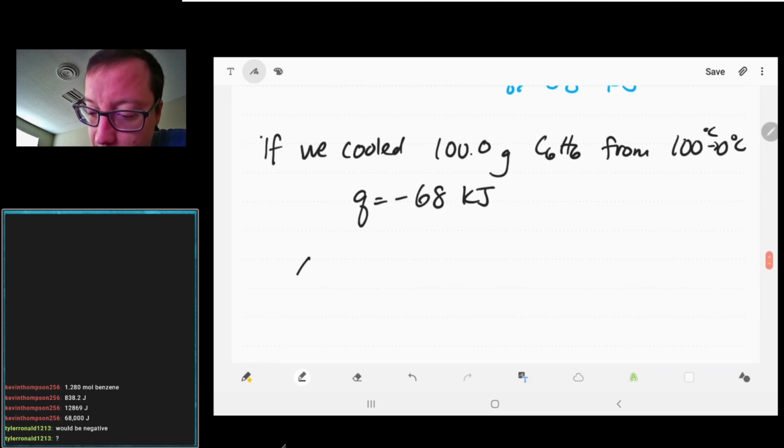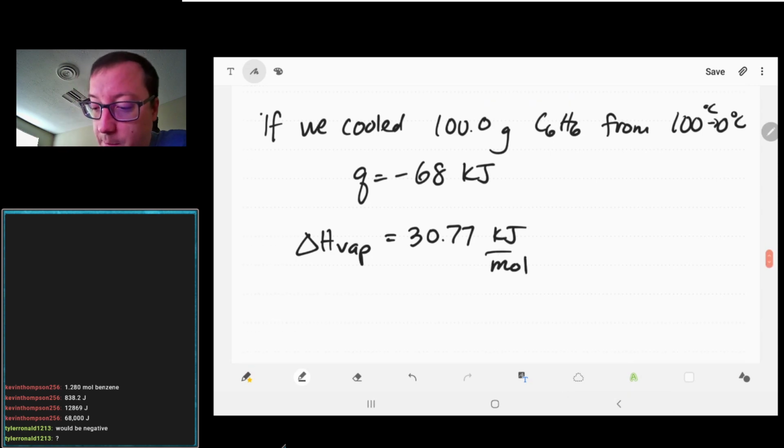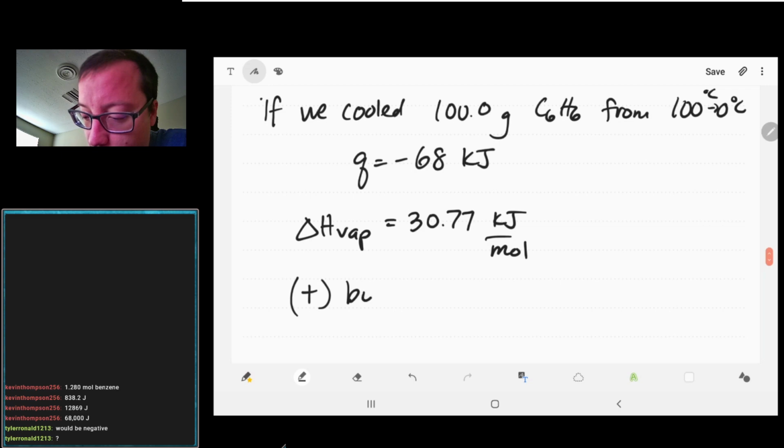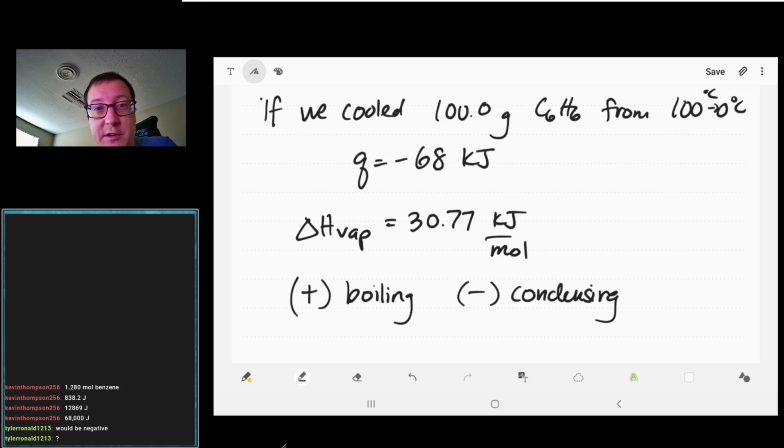So, for example, delta H vaporization is 30.77 kilojoules per mole. You would keep this as positive for boiling, but you would make it negative for condensing. So it just depends which way you're going. If you're going from gas to liquid, you make your delta H negative. If you're going from liquid to gas, you keep your delta H as positive. So, yeah, there we go.